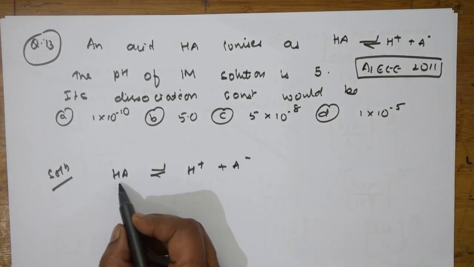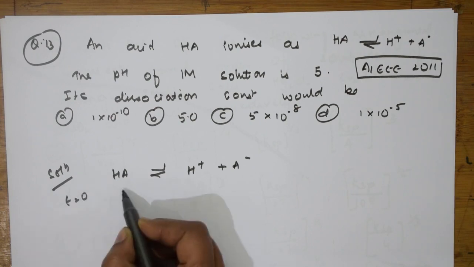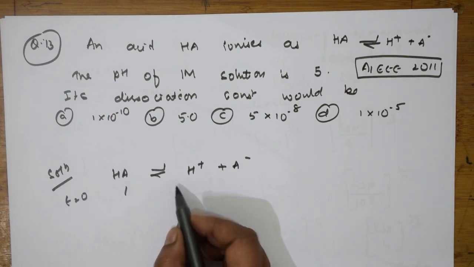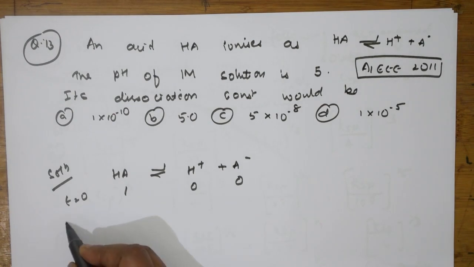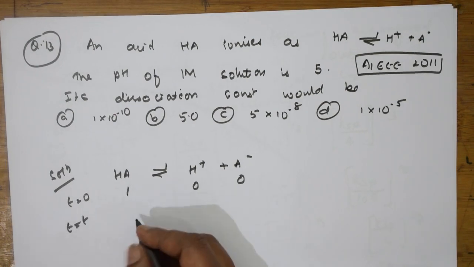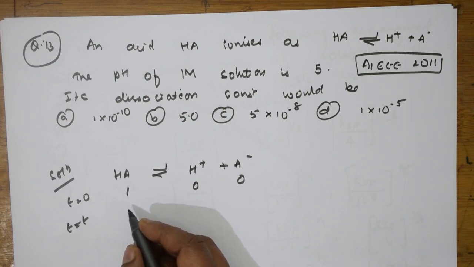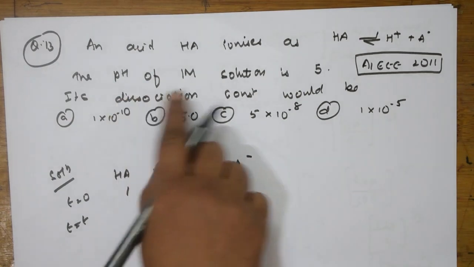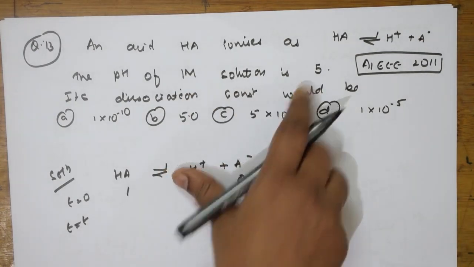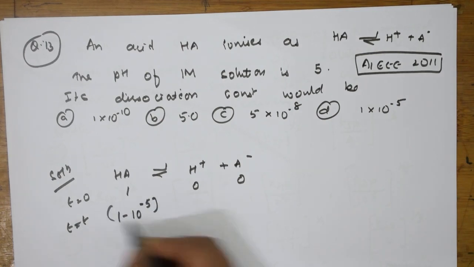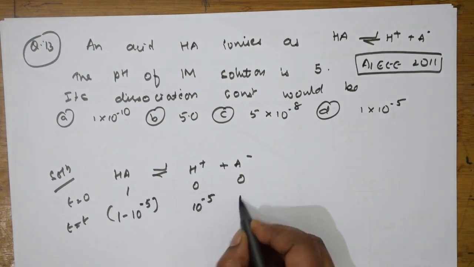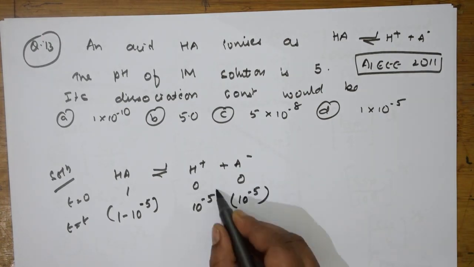So how much is this? At t equal to 0, this will be 1, and the concentrations of the products will be 0 and 0, because the reaction has not yet started. Now at t equal to t, that's a particular time, this is the concentration. They said the pH of the 1 molar solution is 5. That means the concentration of H plus is 10 raised to the minus 5, and this will also be 10 raised to the minus 5.